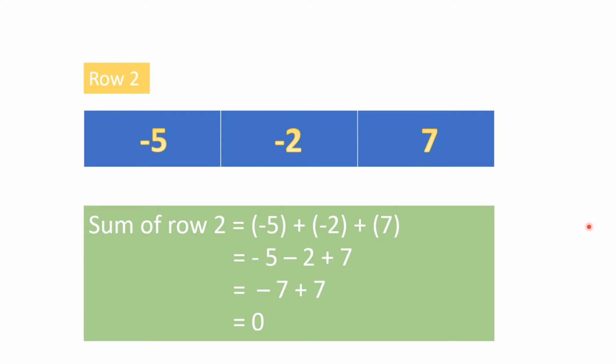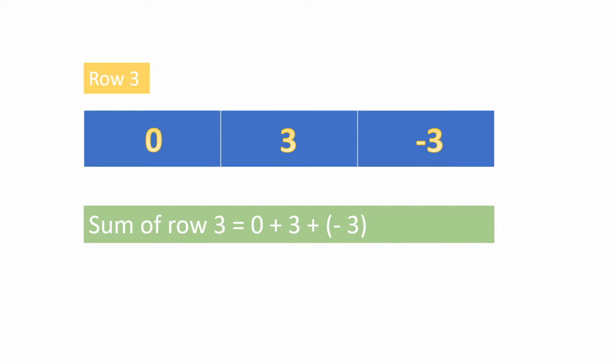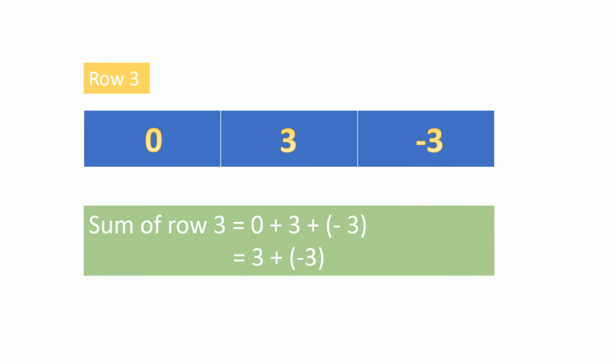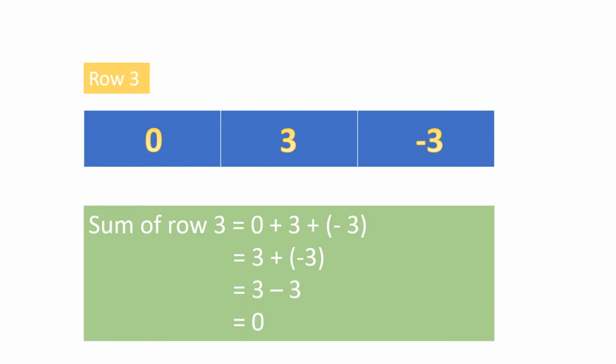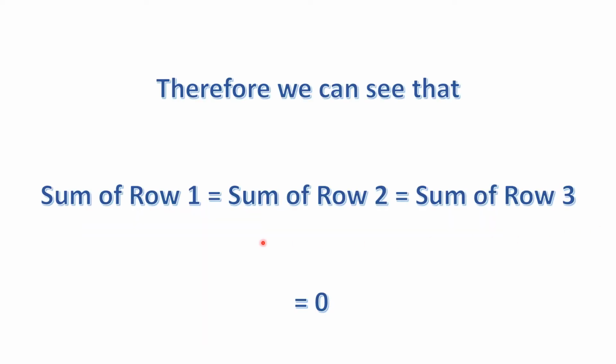Now we are going to find the sum of row 3. Again, 3 elements, and we add them using the same procedure we used in the previous row. As you can see, 0 plus 3 plus minus 3 becomes 3 plus minus 3. 3 minus 3 becomes 0. Therefore, we can say that the sum of row 1 is equal to the sum of row 2 is equal to the sum of row 3, because we got 0 for every answer.